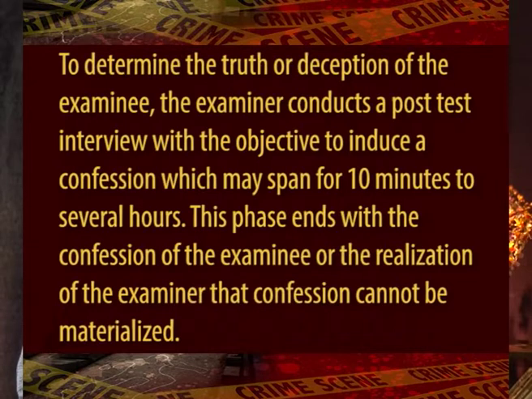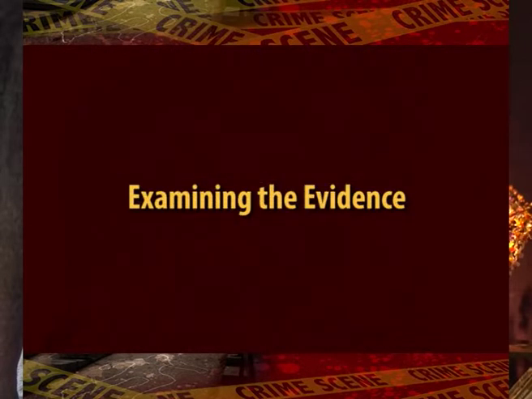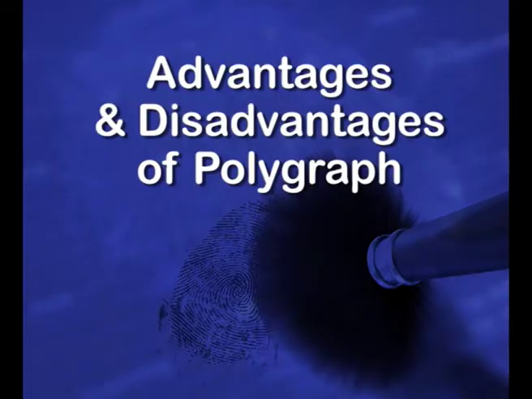This phase ends with the confession of the examinee or the realization of the examiner that confession cannot be materialized. Fifth, examining the evidence. To examine the validity of the method, it is obligatory to conduct a blind scoring of charts by a second examiner or expert who does not observe the examinee and is unknown to the facts of the case. Thus, to establish validity of the test scores, the blind scoring and testing of the polygraph in real life situations are essential by involving volunteers. In the next module, we will discuss the major advantages and disadvantages of the polygraph test.